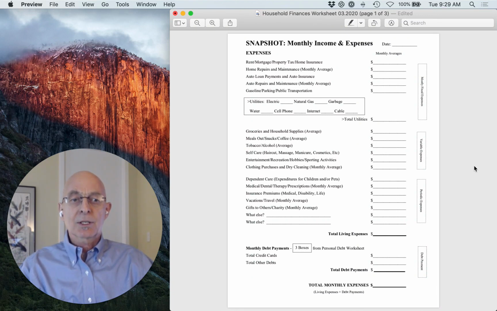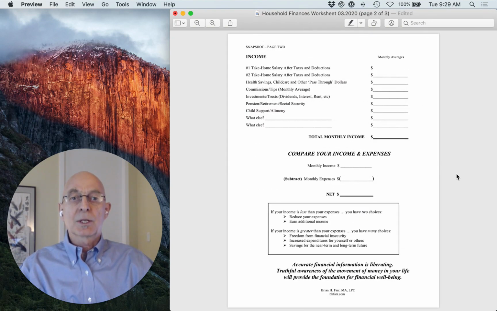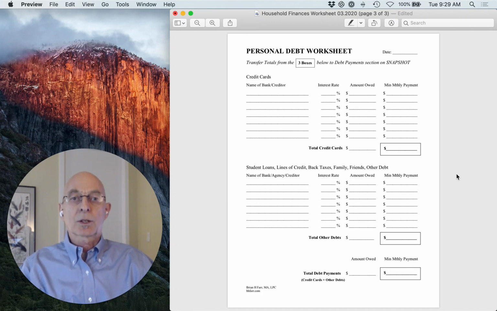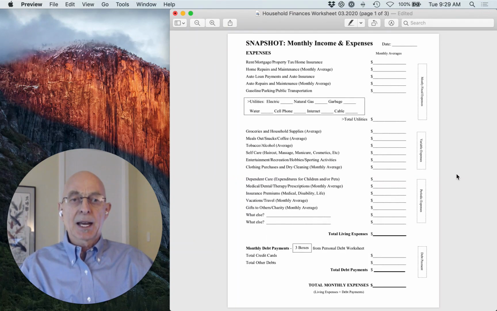There's 3 pages. Page 1 is the expenses. Page 2 is the income. And page 3 is the debt worksheet. The information from the debt worksheet will flow back through to the page 1 expenses. So I'll start at the top and just give you a brief introduction.